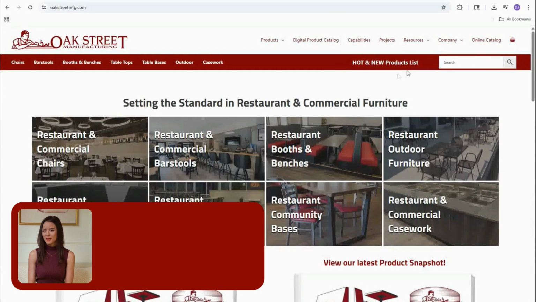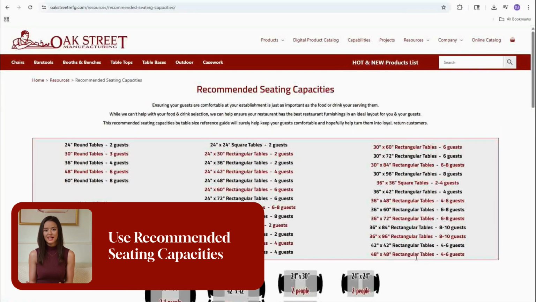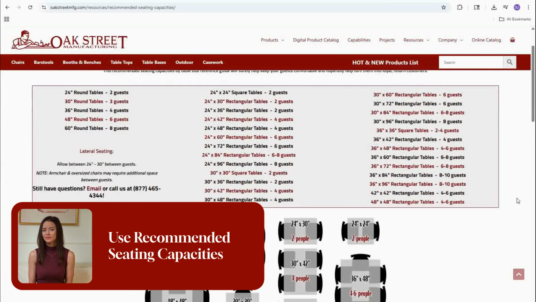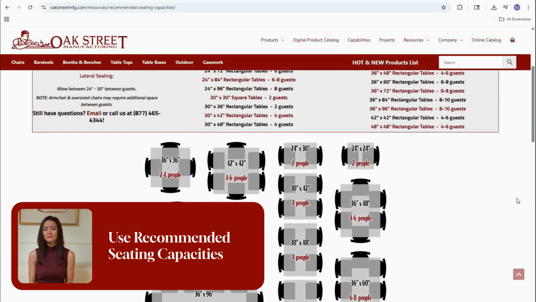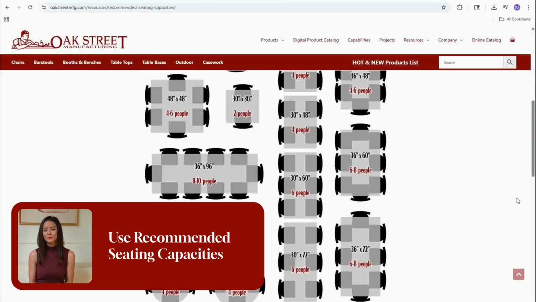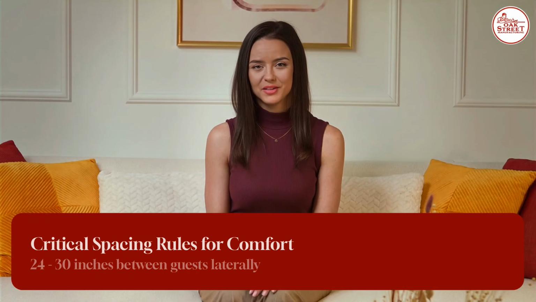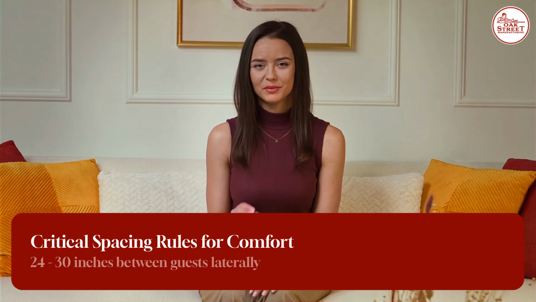Next, we need to choose the right furniture amounts. Our recommended seating capacities guide shows you how to match table size to guest count for maximum comfort. For example, a 36-inch round table comfortably seats 4 guests. FYI, using 2-person tables is a great strategy. They're easily movable to combine for larger parties, and they prevent vacant seats at a 4-person table when you have couples. Now for the critical spacing rules, this is where flow lives or dies.